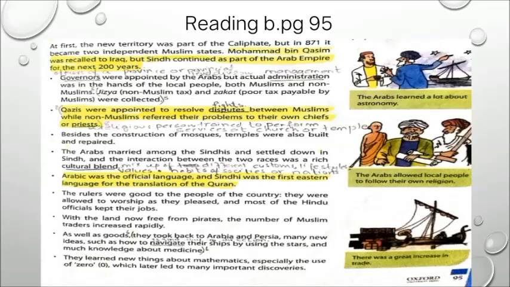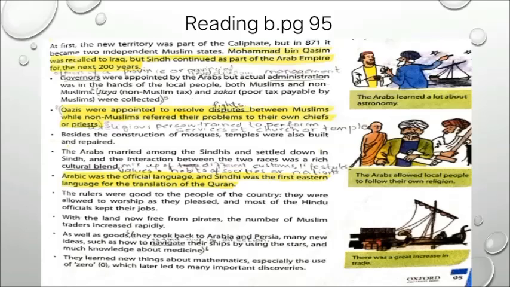As well as goods, they took back to Arabia and Persia many new ideas such as how to navigate their ships by using the stars and much knowledge about medicine. They learned new things about mathematics, especially the use of zero, which later led to many important discoveries.